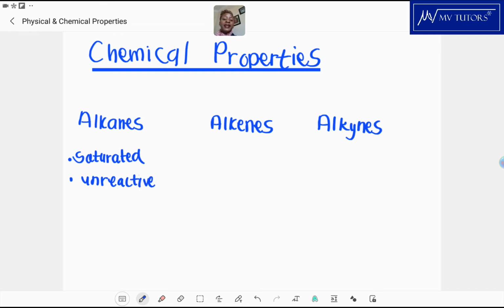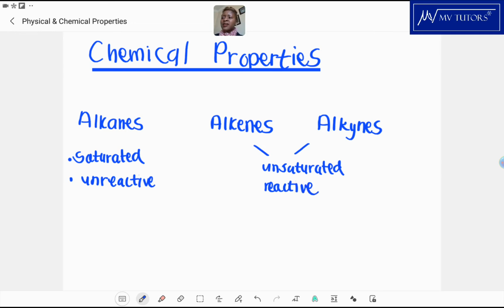Okay, but when it gets to alkenes and alkynes, they are unsaturated. Because of their double bonds and triple bonds, they can get more atoms added to them, through the process of addition reaction. So they are unsaturated, and because they are unsaturated, they like to react. Yes, we can say they are reactive.